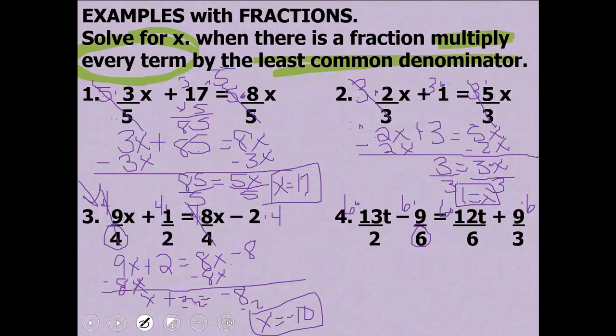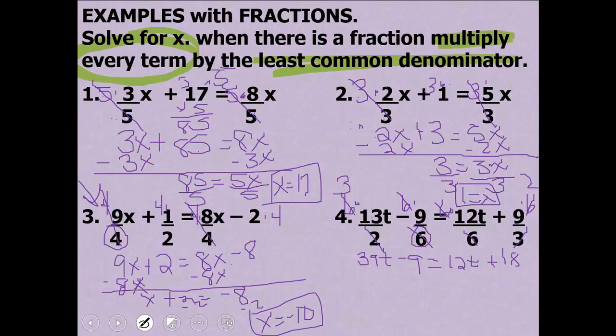All right? Now be careful because these aren't all going to cancel out anymore. I have a 6 in the top and a 2 in the bottom. So this 2 will cancel into the 6 and leave me with 3. So I have 3 times 13t. That gives me 39t. Right? This 6 cancels with this. So that just leaves me minus 9. Then I have this 6 cancels with this. So I just am left with 12t. And over here, this 3 cancels into that 6. That leaves 2. So 9 times 2 is 18.